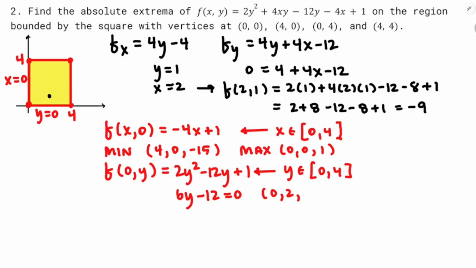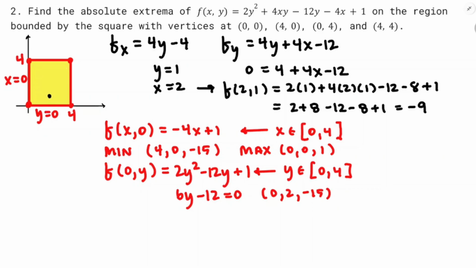And then when I plug in x equals 0 and y equals 2, I will get 2 times 4 is 8, 8 minus 24 is going to be negative 16, plus 1 is negative 15. Did I already run that one? No, it's just happened again. Okay, and so that's not anything new.